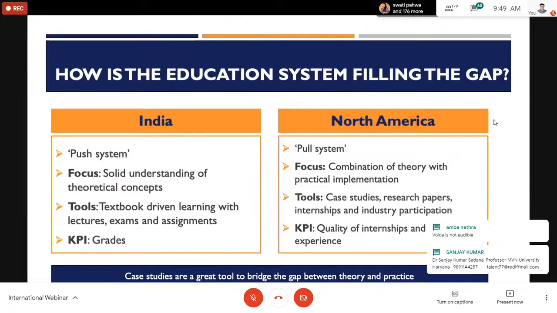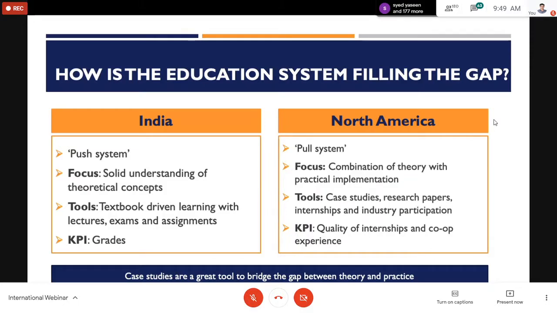And in my opinion, that's a slightly better approach, because it prepares students to transition into the workforce. So one way I believe that we can fill this gap in India of preparing students to transition into the workforce is to use case studies, because they're a great tool to bridge the gap between theory and practice.